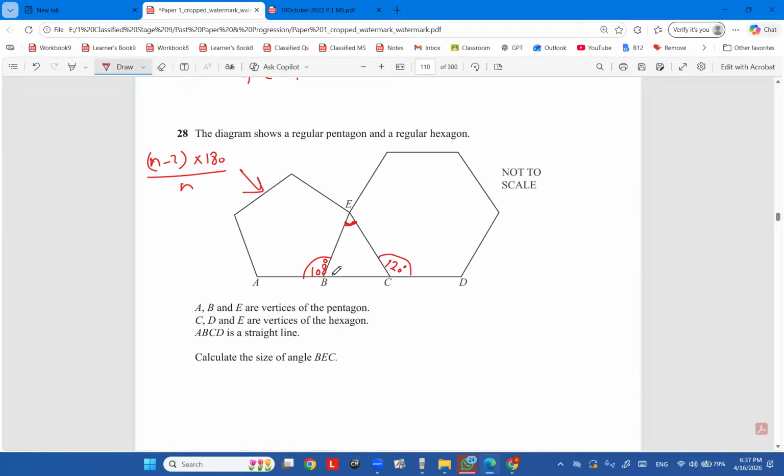Knowing that this is 108, this is angles on a straight line, which gives you 72 degrees. And this is 120, angles on a straight line, so this is going to be 60 degrees. Adding them up and subtracting from 180 gives exactly 48 degrees, because this is a triangle and the angles must add up to 180 degrees. So 72 plus 60 is 132 degrees. Subtracting 132 from 180 gives exactly 48 degrees, which is the size of angle BEC.